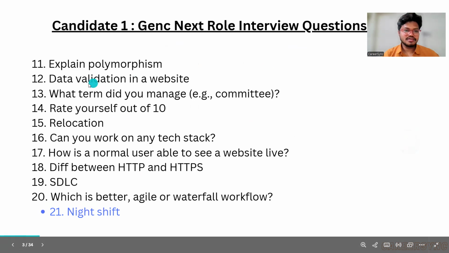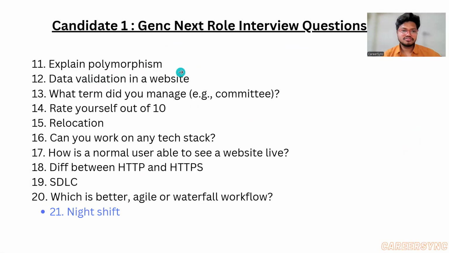And next, explain polymorphism. After giving the OOPS concept, I think the interviewer told him to explain polymorphism in brief. Data validation in a website. What team did you manage? Example committee. Rate yourself out of 10.